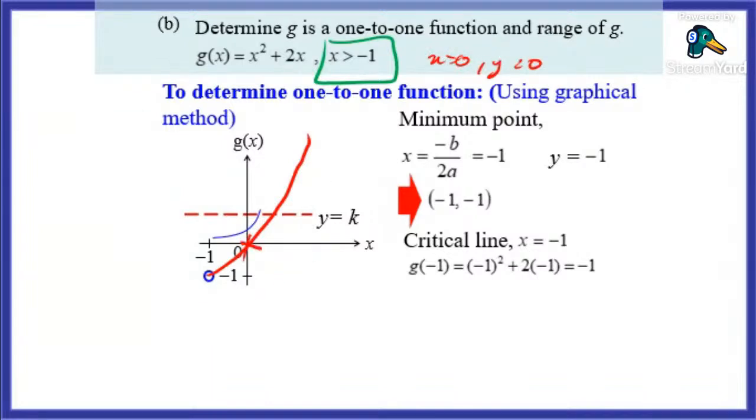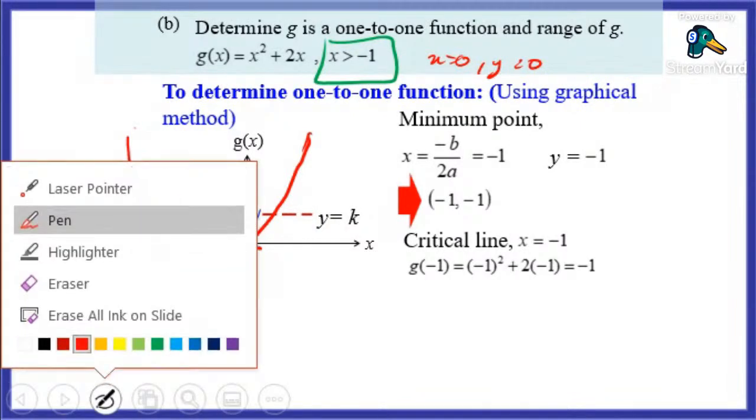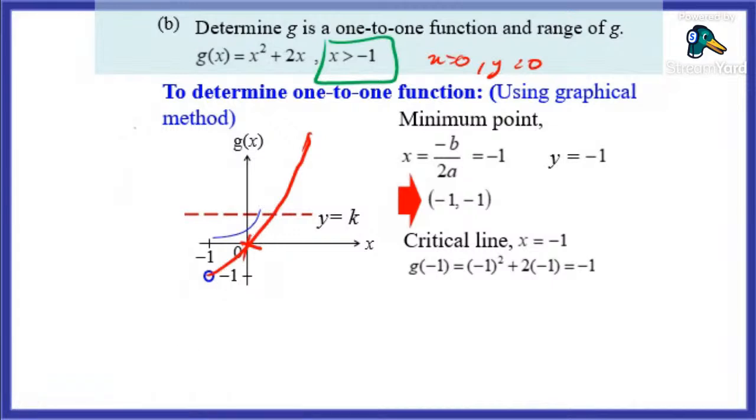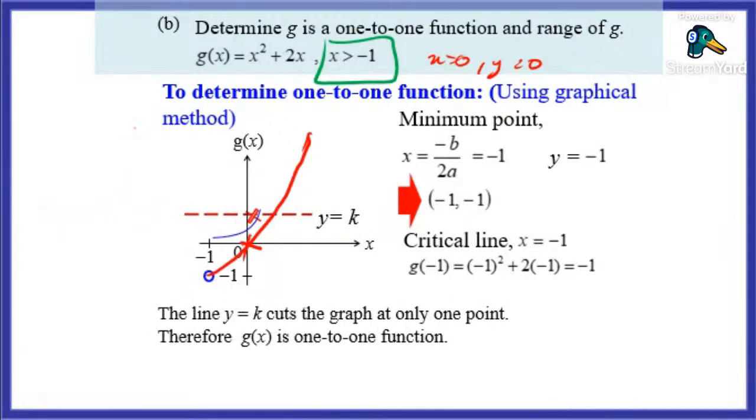Ini graf kita, GX. Okay, so ini graf kita lah when X more than negative 1. So daripada graf kita check guna Y equal to K, dia sentiasa 1 point saja. Sebab apa? Memang kita ambil separuh daripada kuadratik tu. Kalau ikutkan graf dia macam ni. Tapi sebab kita ambil more than negative 1 saja, kita dapat graf separuh je lah. So, dia memang one-to-one function kat sini. Okay, the line Y equal to K cuts the graph at only 1 point. Okay, 1 point kita kat sini saja. And then, therefore, GX is a one-to-one function.